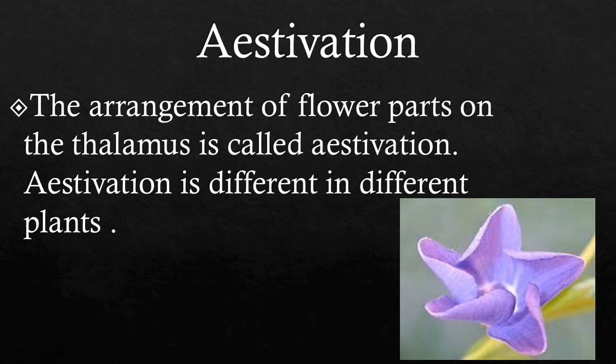Aestivation. The arrangement of flower parts on the thalamus is called aestivation. Aestivation is different in different plants.